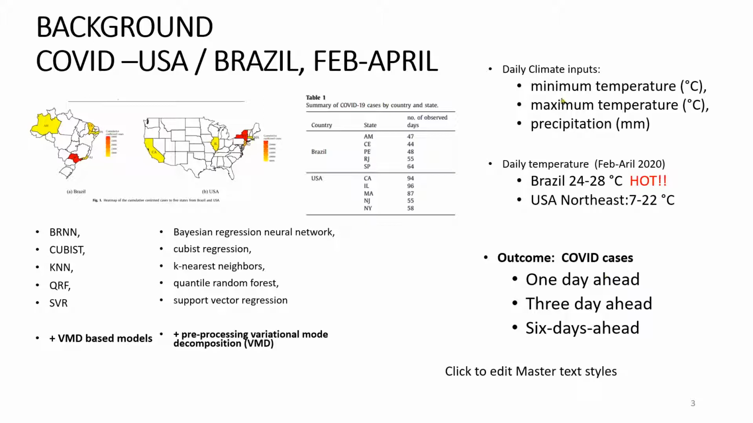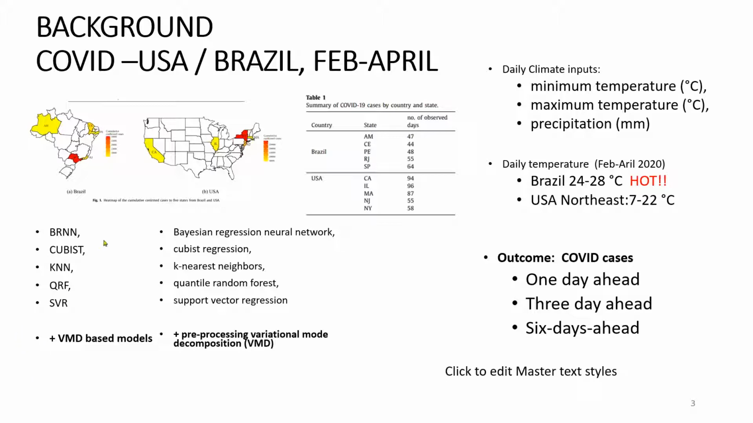So they have 3 climate inputs: minimum temperature, maximum temperature, and precipitation. As I said, during that period of time, Brazil has a median of 25 Celsius, which is very hot, and the northeast of USA is in winter time. For the outcome, they used 1-day forecast, 3-day forecast, and 6-day forecast.